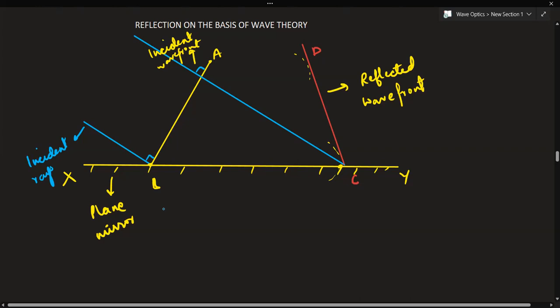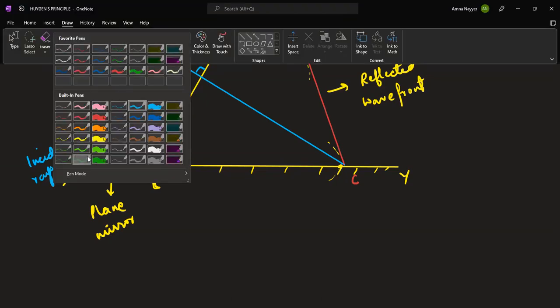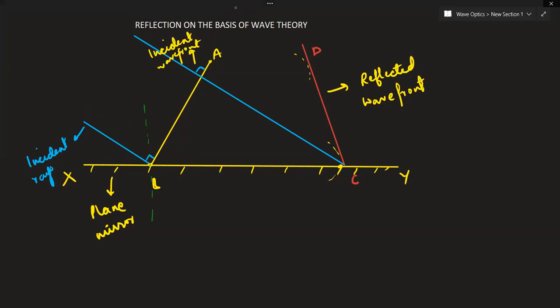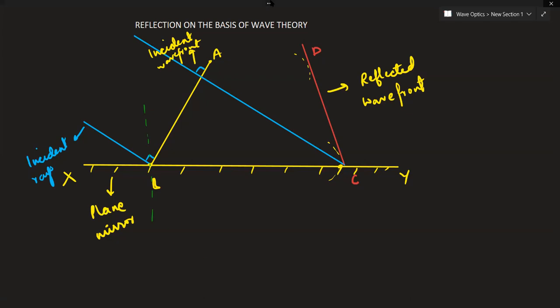Now see, according to the properties of a plane mirror, if a light ray is incident, and let me draw a normal as well, what should happen? If a ray of light is incident, what should happen next? Should it get refracted? Should it be transmitted? What should happen?